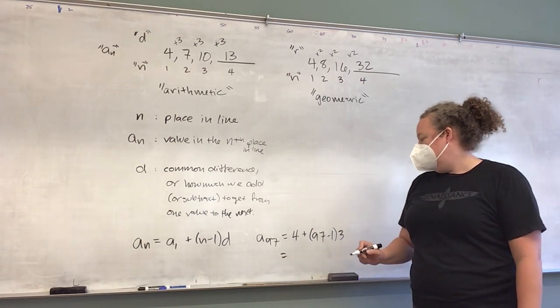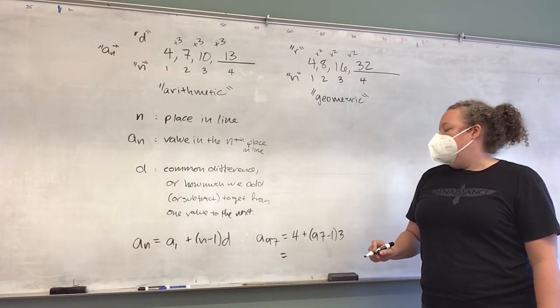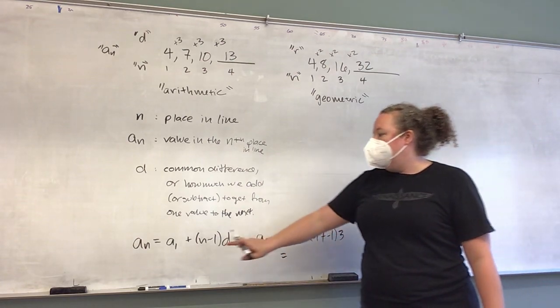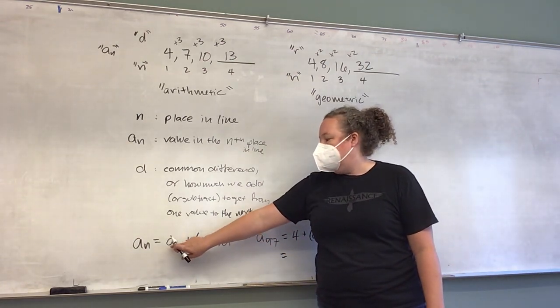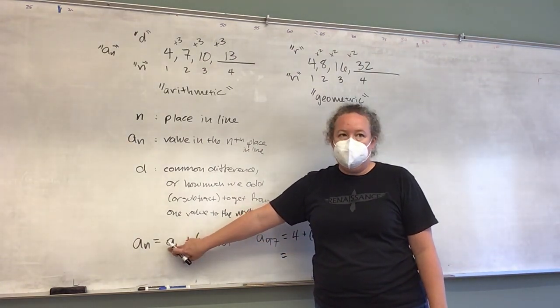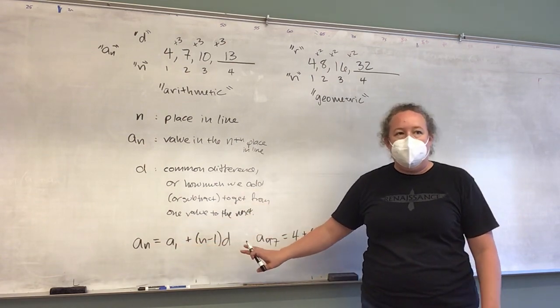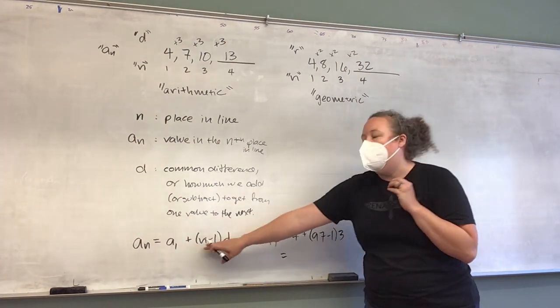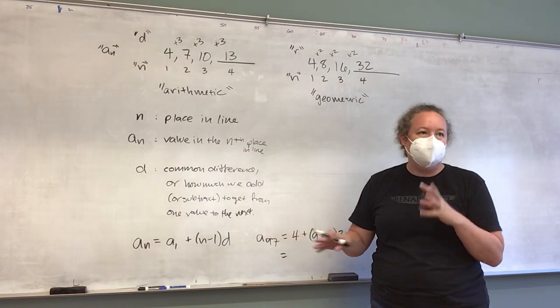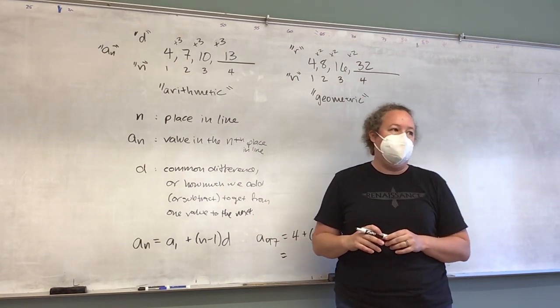Why the minus 1? The minus 1, because we've already included the first term, so we have to back that one out of the multiplication. Yes. So that's a really good question.